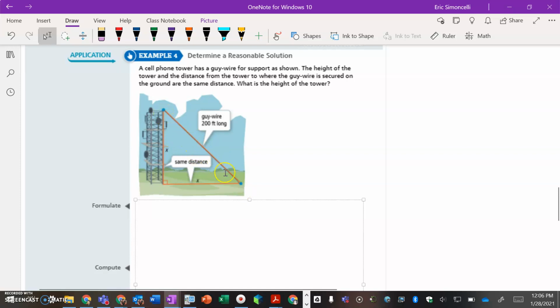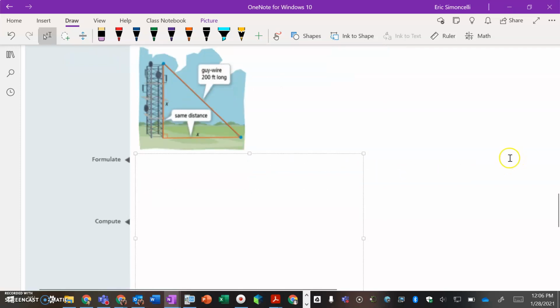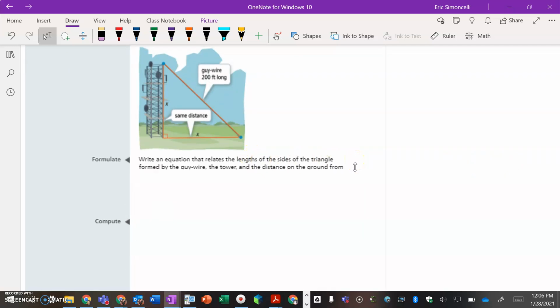This particular length is 200 feet, and again, it's the hypotenuse of the right triangle. Again, what is the height of the tower? Let's formulate. So we're going to write an equation that relates the lengths of the sides of the triangle formed by the guy wire, the tower, and the distance on the ground from the tower to where the guy wire is secured. We're going to let x represent the height of the tower and the distance on the ground.